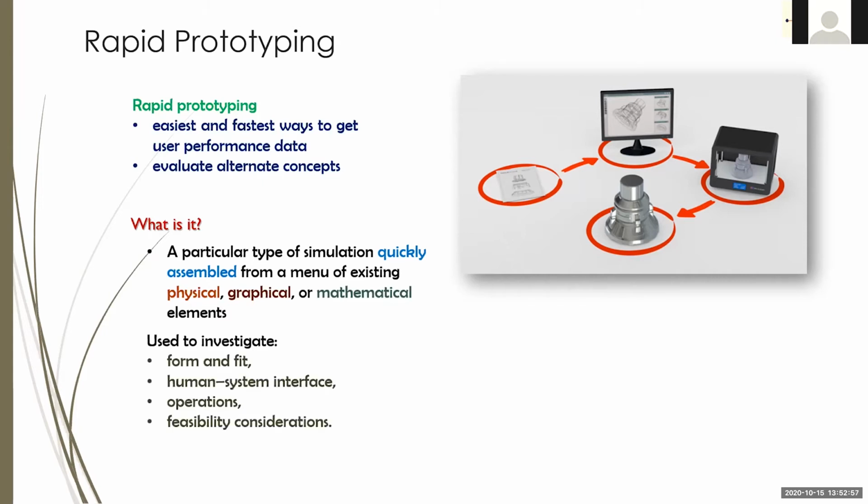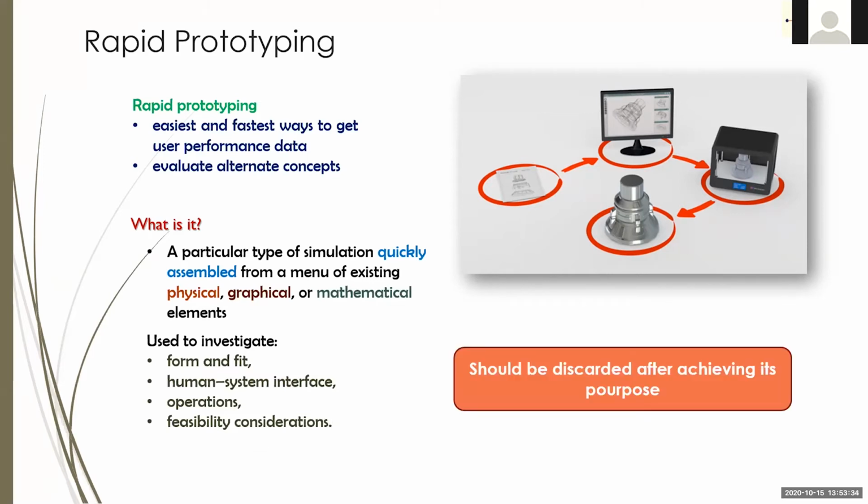Okay. So we can use it to investigate the form and fit. This is mainly a validation aspect, the human system interface, a validation aspect with the look and feel of the system. Operations and feasibility are more technical aspects, and it might be more from the verification point of view of the use of the prototype. So you want to verify that you have the technical capability to comply with that requirement.